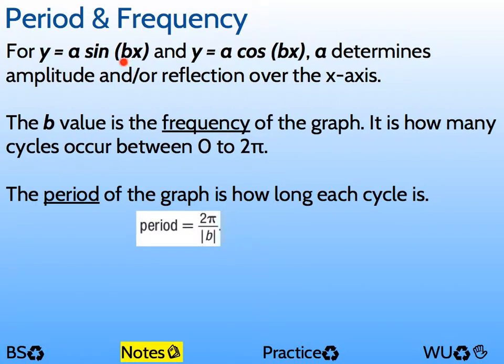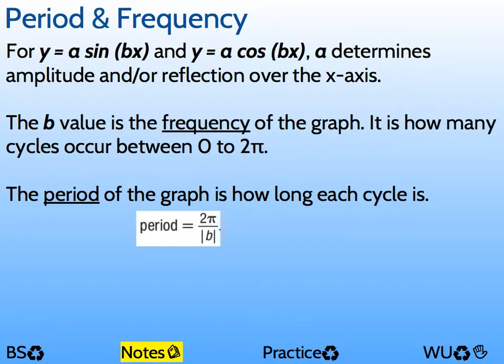Today we're going to be looking more specifically at this b value. The b value actually just gives you the frequency, which tells you how many cycles happen between 0 and 2 pi. On the Brainstarter we had a frequency of 1 because the b value is just 1. But today we'll be dealing with other things. If the b value is higher, it means that more cycles happen between 0 and 2 pi. If the b value is lower, like say, I don't know, 1/5, then it'll be a much wider situation.